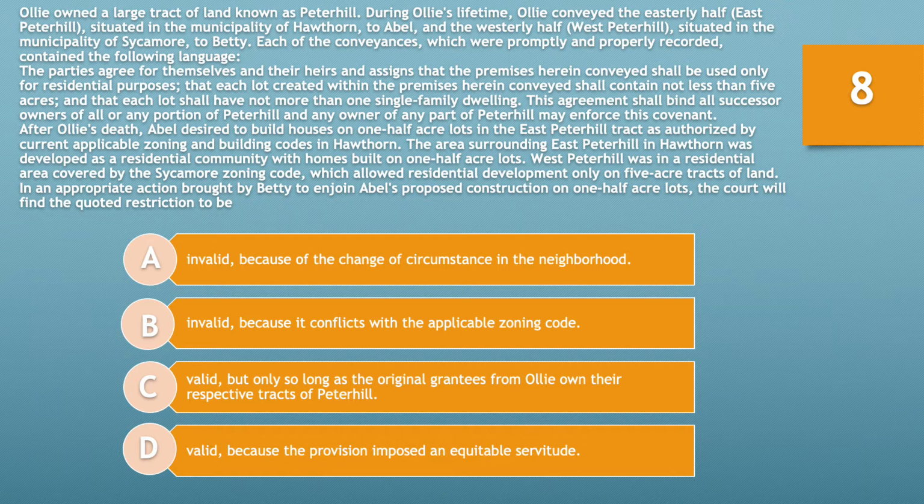the quoted restriction to be A, invalid because of the change of circumstances in the neighborhood, B, invalid because it conflicts with the applicable zoning code, C, valid, but only so long as the original grantees from Ali own their respective tracts of Peter Hill, or D, valid because the provision imposed an equitable servitude. Take a few seconds and choose the best answer now.